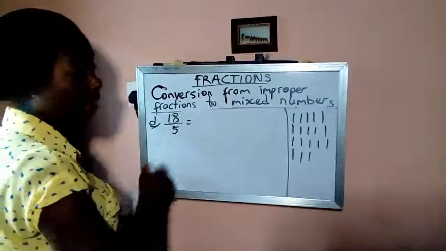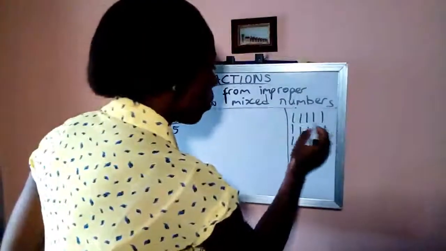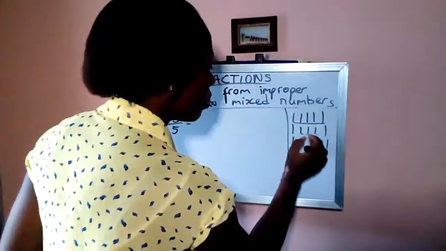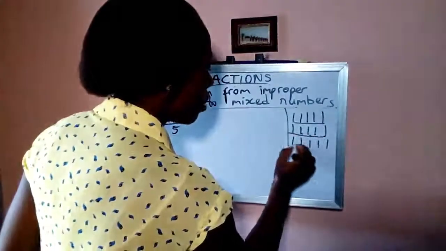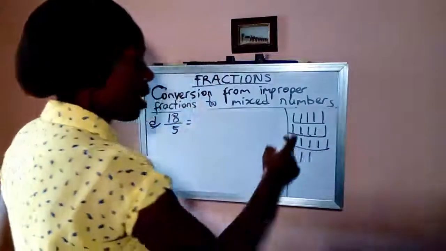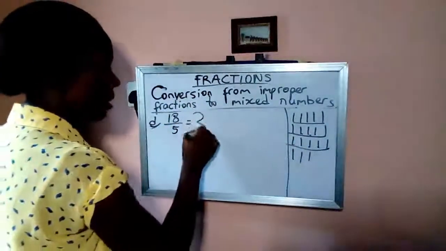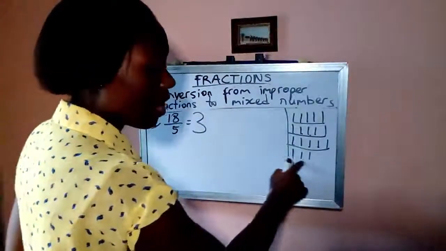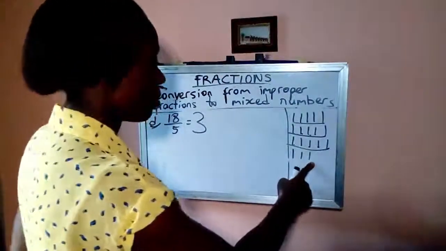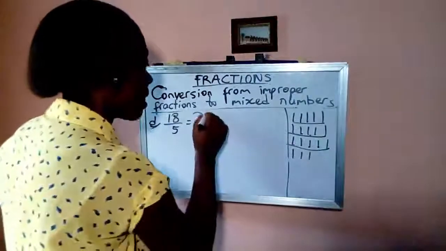So we'll group them in 5s. Let's see. 1, 2, 3, 4, 5. 1, 2, 3, 4, 5. 1, 2, 3, 4, 5. How many 5s did we get? We got 3. What's our remainder? Is this up to 5? The answer is no. So we write it as our remainder.